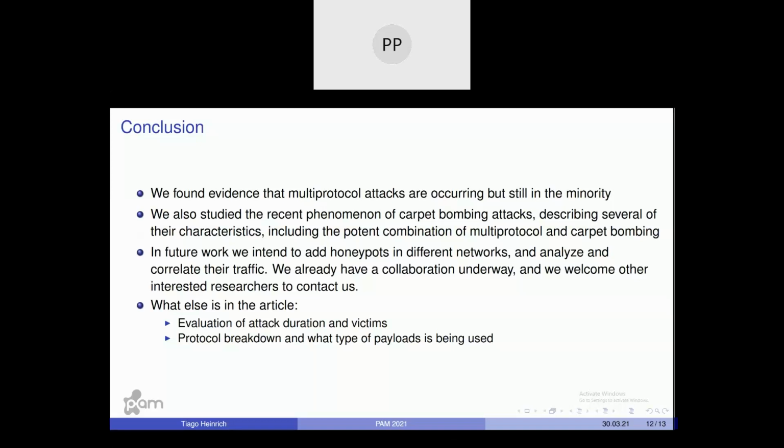We had to leave some other parts out of this presentation, but you can find them in the paper, such as evaluation of attacks, duration, and victims, protocol breakdown, and what type of payload is being used.